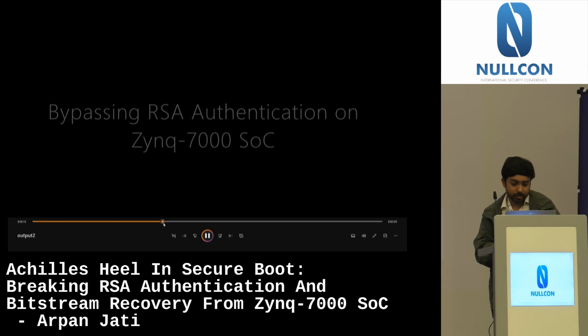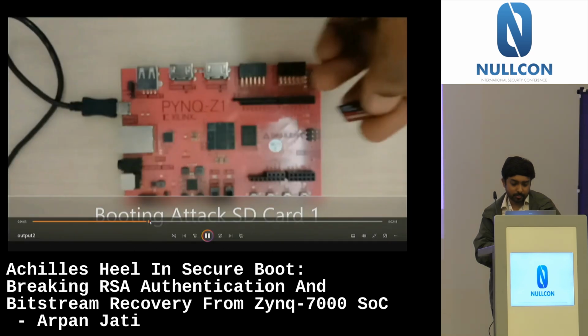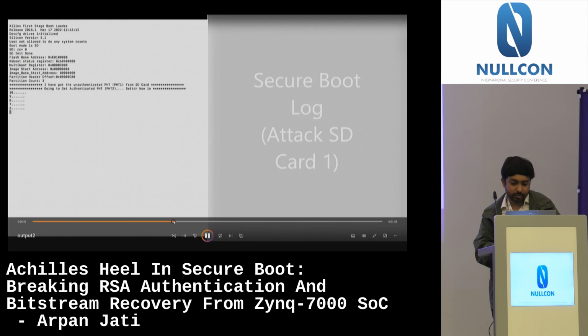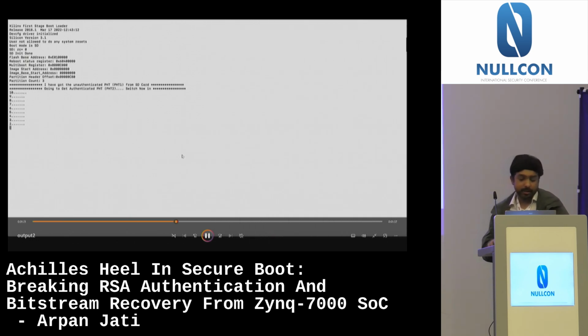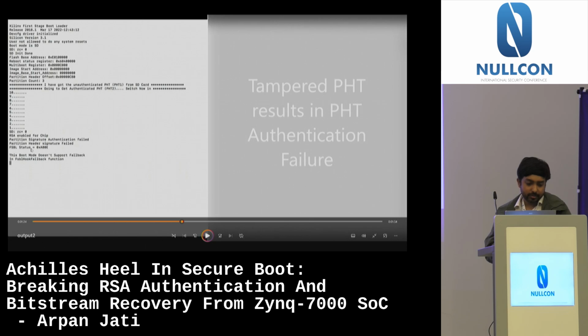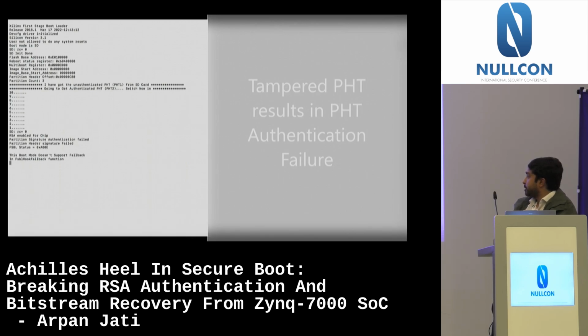So this one I showed you, and this is the second one, and here you can see the authentication has failed. Partition header table authentication failed. This is for the second one, and after it runs, we try the next one.